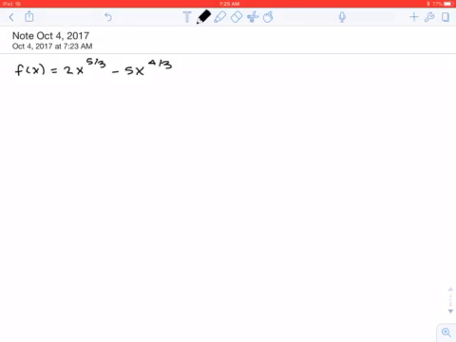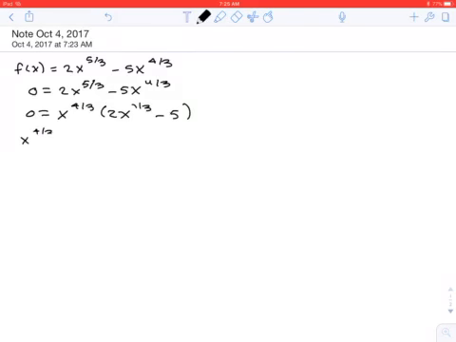In order to find the x-intercepts, we set f of x equal to 0. Next, I'm going to do some factoring here. I am going to pull out an x to the 4/3 out of both terms. And then we set each factor equal to 0 and solve. So obviously the left-hand side is x equals 0.